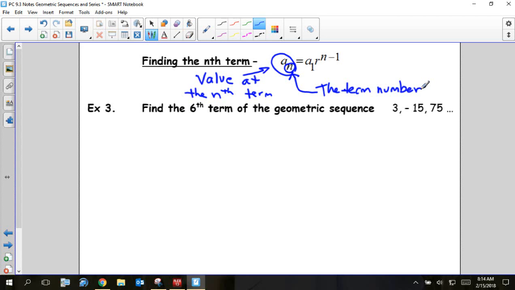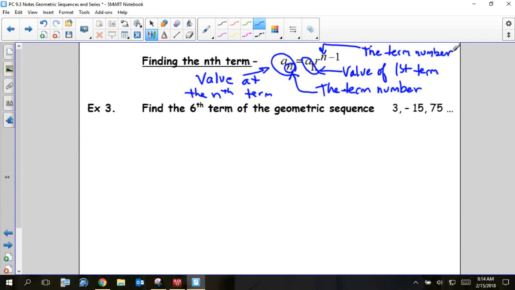What is a sub 1? That's the value at the first term. And then what's this n up here? The term number. Can I put anything I want in a sub 1? No. When you look at your sequence here, can I put 75 there? No. Why not? Because it's not the first term. You can only put the first term there.